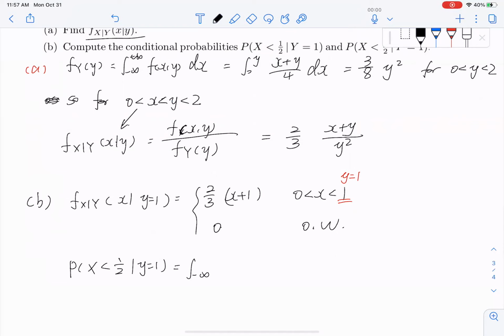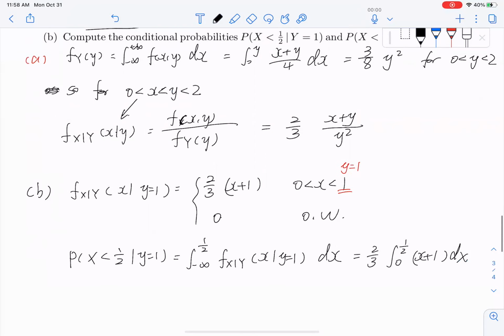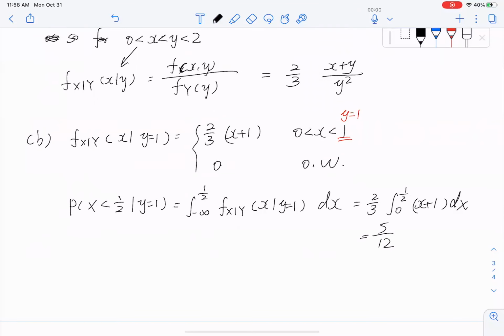Okay, we do the integration for X from negative infinity to 1/2, dx. And it will equal the integral from 0 to 1/2 of 2/3 (x plus 1) dx. So it's 5/12. For the second, X less than 3/2.